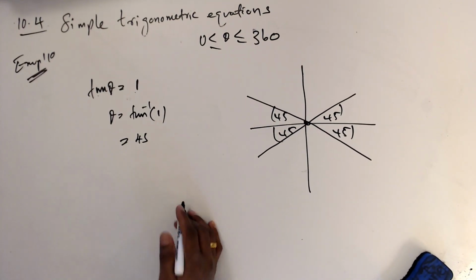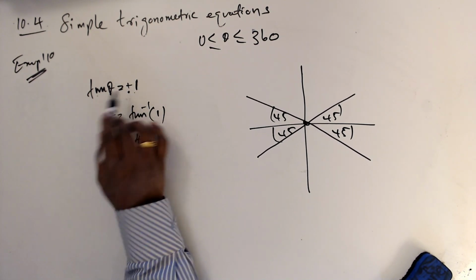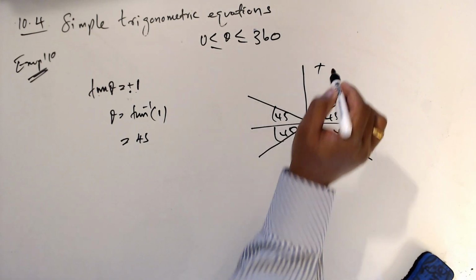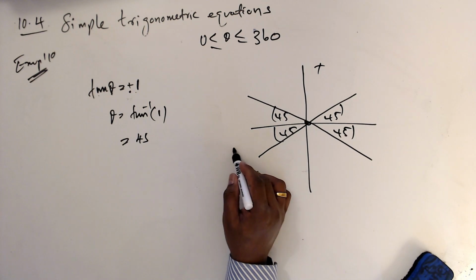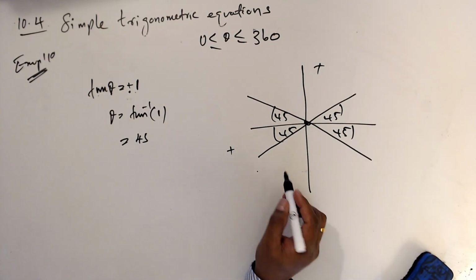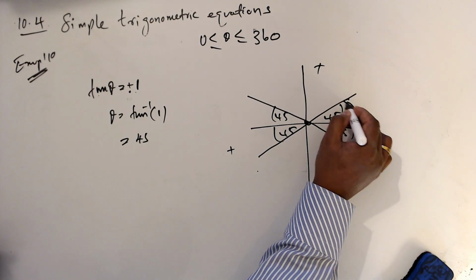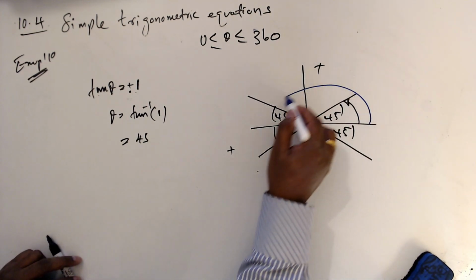Now tan is plus 1. Tan is positive in which quadrant? In the first quadrant tan is positive, and in the third quadrant tan is positive. So then there are two answers. One is this one. The other one is starting from here, this one.